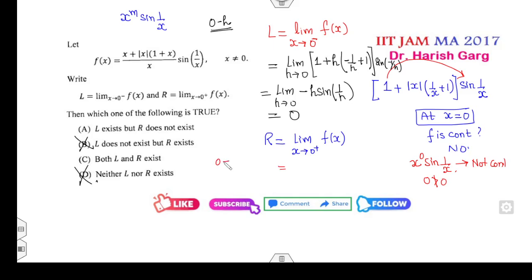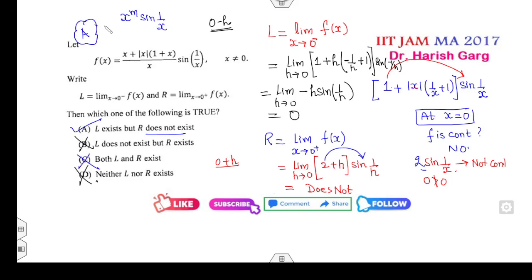Similarly, for 0 positive, I can substitute 0 plus h, limit h approaches 0. So it's 1 over h, it's h, h and h will be cancelled. 1 plus 1, 2 plus h into sine 1 over h. So clearly the limit does not exist. Why? Because the first term, आप देखिए, जैसे खोलोगे ब्रैकेट यही फॉर्म का बन जाएगा ना आपका 2 sin 1 by x, and the limit does not exist for 2 sin 1 over x. So the R does not exist. C option cancelled. A is the right answer.